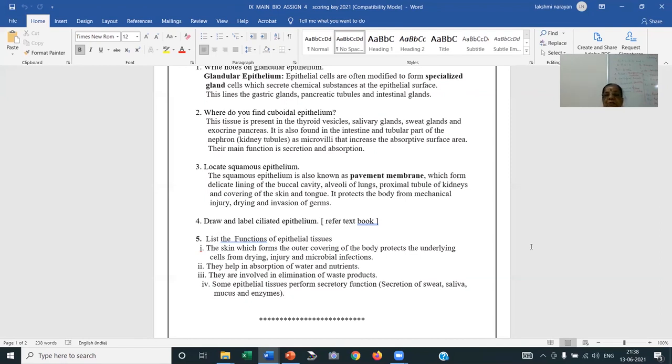Then list the functions of epithelial tissue. The skin forms the outer covering and protects the underlying cells from drying, injury, and microbial infection. They help in absorption of water and nutrients. They are involved in elimination of waste products, and some epithelial tissues perform secretory functions, such as secretion of sweat, saliva, mucus, and enzymes. I hope you follow this.